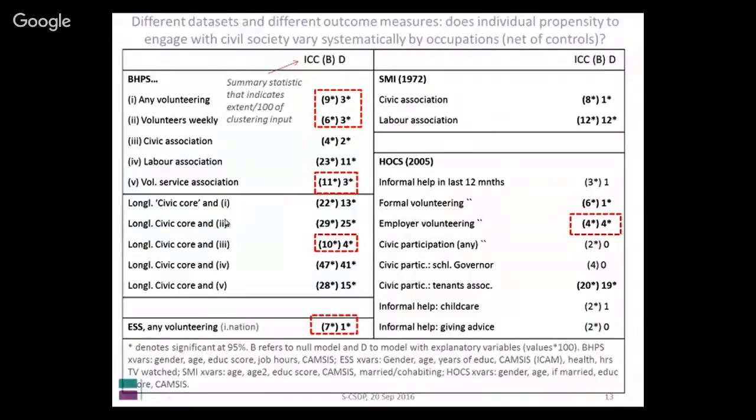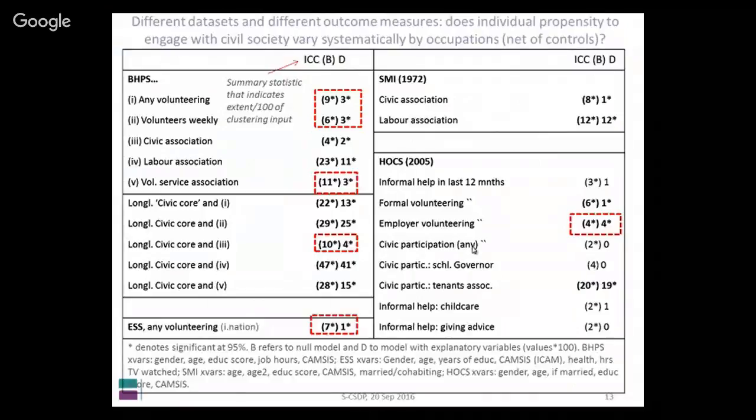So the civic core, the idea of people who volunteer a lot and on a regular basis. And we've got data on volunteering from a number of different surveys, which has been summarized here. So I won't talk about all the details, but what we've got here are some summary statistics about the magnitude of occupation level variation. The bigger the number, the more of the empirical pattern is connected to occupations.